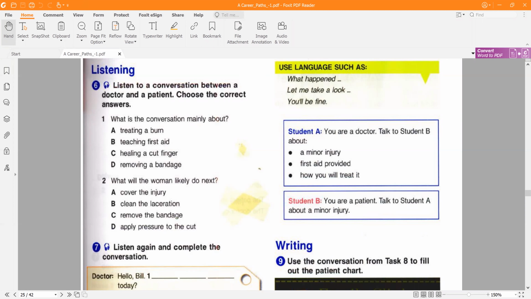Okay, listen again. Exercises 6 and 7, page 23.